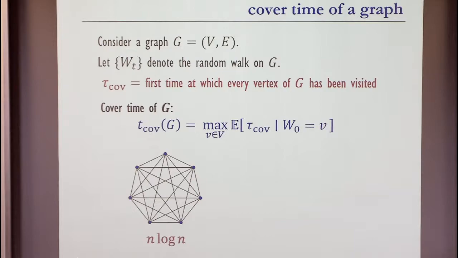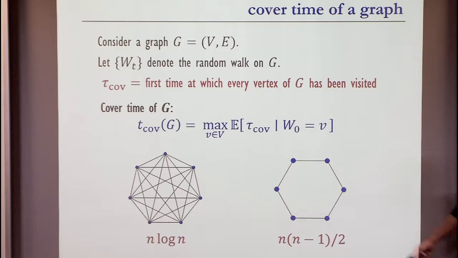And then, you can also just consider the opposite end of the spectrum, which is the n cycle. So there, the cover time is about n squared, which is on the order of the mixing time. So there you cover in about the same time that you mix. Here you mix in one step, and it takes you a very, very long time to cover. And in general, you can think about graphs which are various combinations of these graphs at different scales, and you get some kind of complicated behavior.